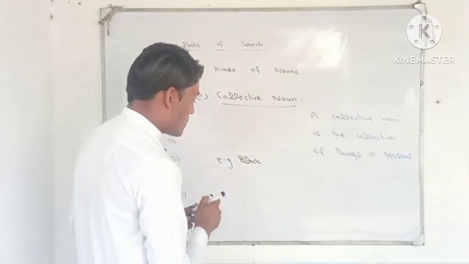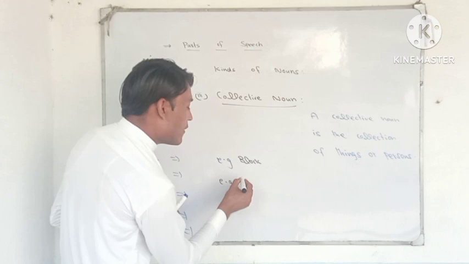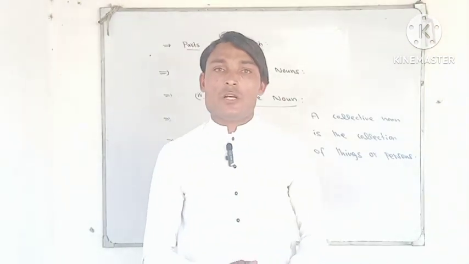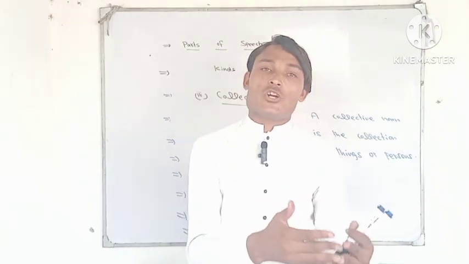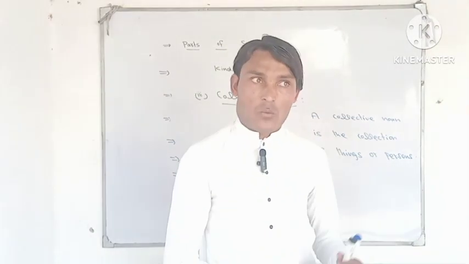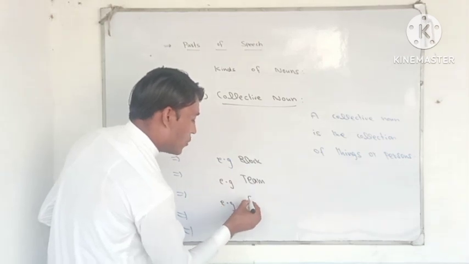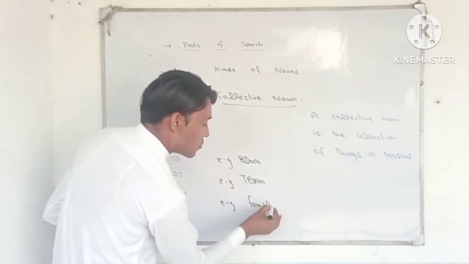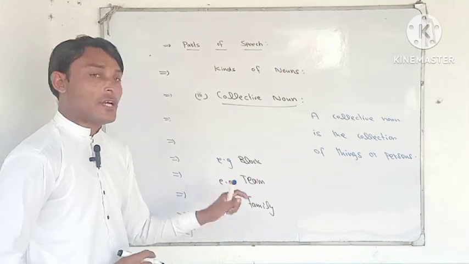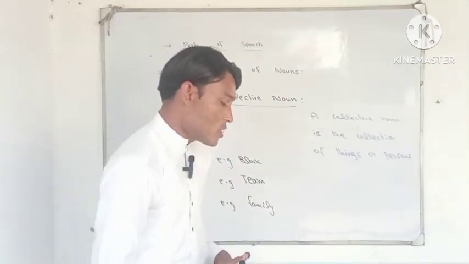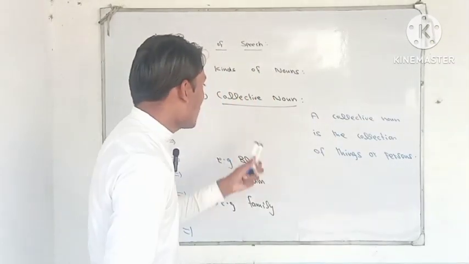And if we talk about persons, for example, team. A team is a collection of players, a number of players, and we call it a team. Besides this, we can say family. Family is also called a collective noun. There are many more, like police, jury, etc. So this one is called collective noun.